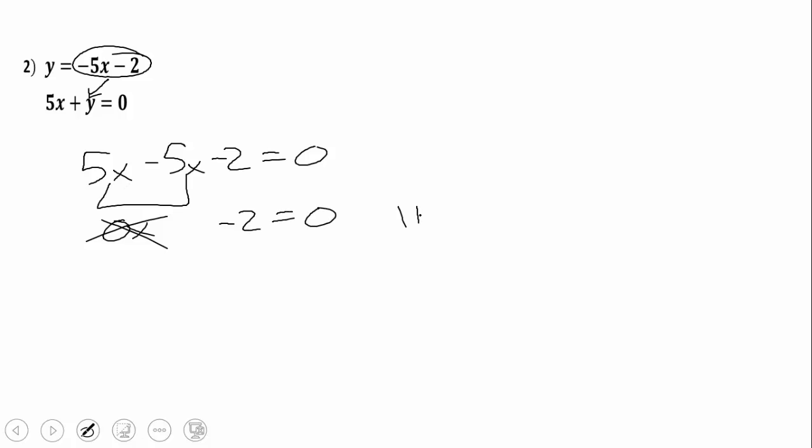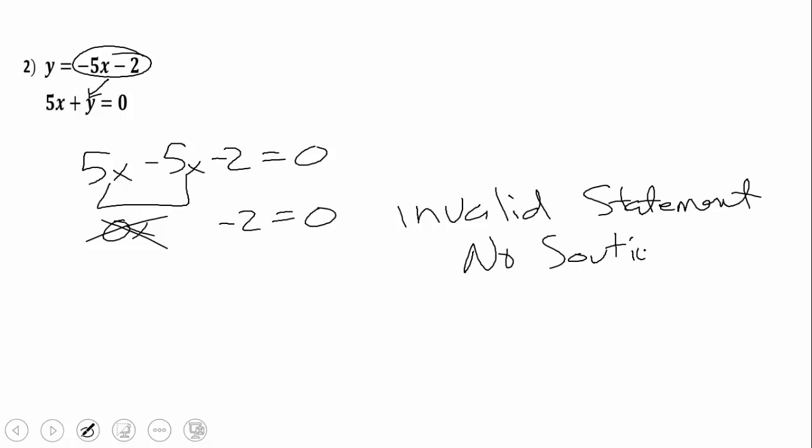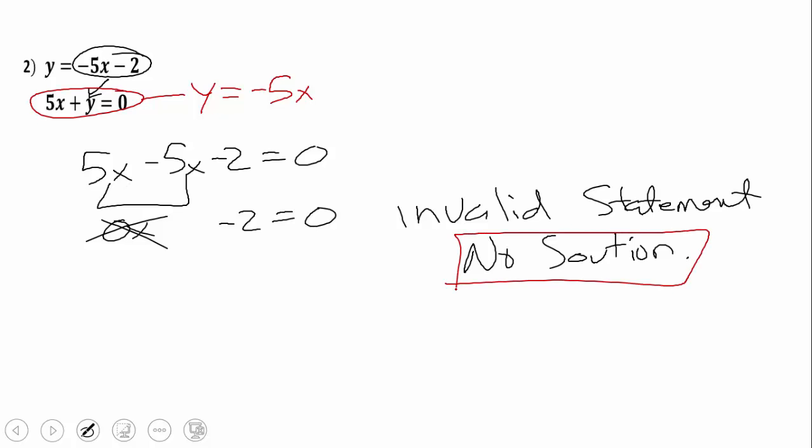That is an invalid statement. Invalid statement means no solution. We learned that. No solution with an invalid statement. The other way we could tell is if I did solve this second equation for y, I would get y equals negative 5x, and then there's no intercept. So they would have the same slope of negative 5, but they have different intercepts, negative 2 and 0. So we would have no solution.